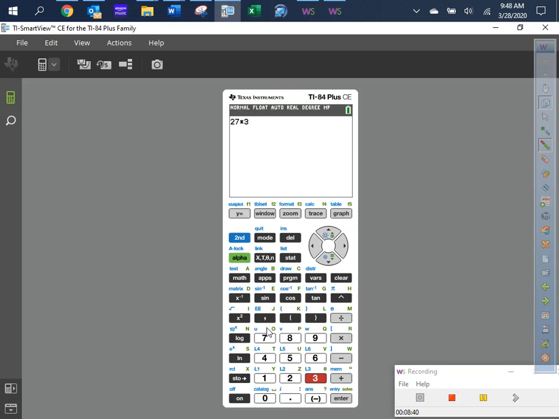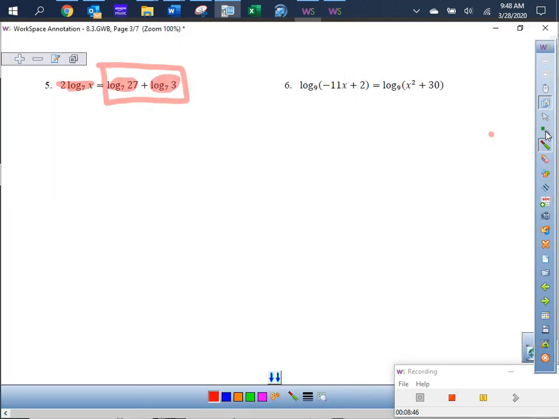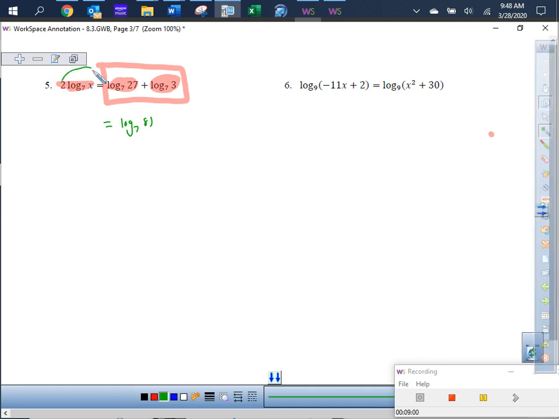I don't know what's going on with my calculator here. 81. So I can rewrite this guy. This dude over here is log base 7 of 81. I totally condensed him down. And over here, instead of writing the 2 log base 7 of x, remember another one of those properties of exponents: any of these guys that are in front can come up to be an exponent on the argument.